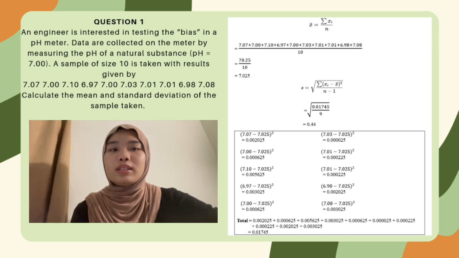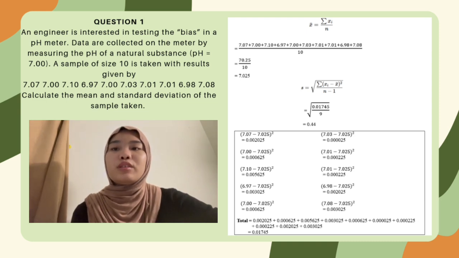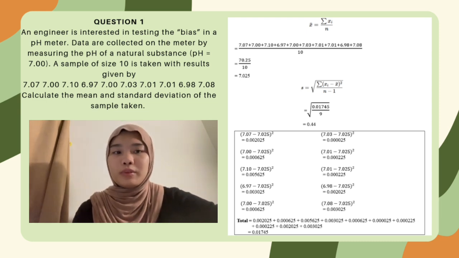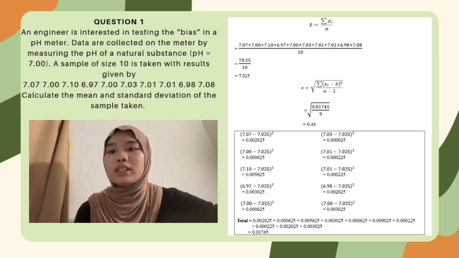Then calculate the standard deviation. First, find the difference between each reading and the mean, then square each difference. For example, 7.07 minus 7.025 squared is equal to 0.002025. Repeat this process for all of the readings.